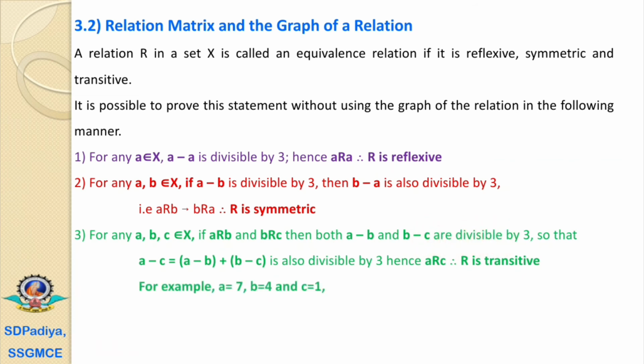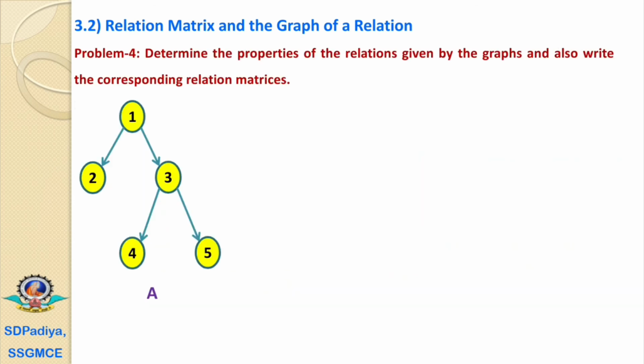For example, suppose A is 7, B is 4 and C is 1. Then if we perform A minus B, that is 7 minus 4, plus B minus C, that is 4 minus 1, then 7 minus 4 equals 3 and 4 minus 1 equals 3. That's why 3 plus 3 is 6, and it is divisible by 3. That's why it is transitive also.